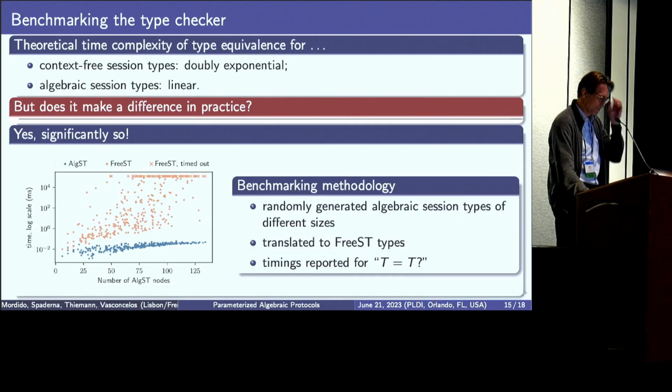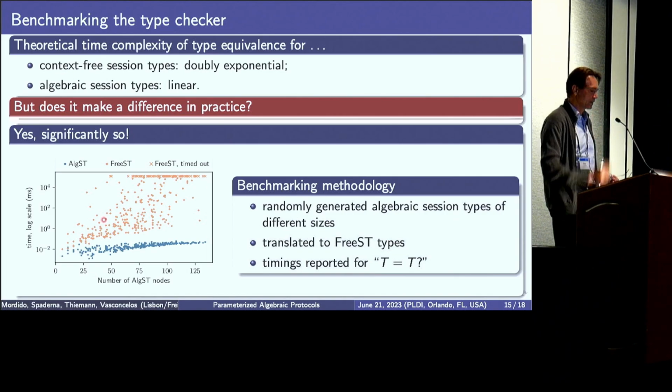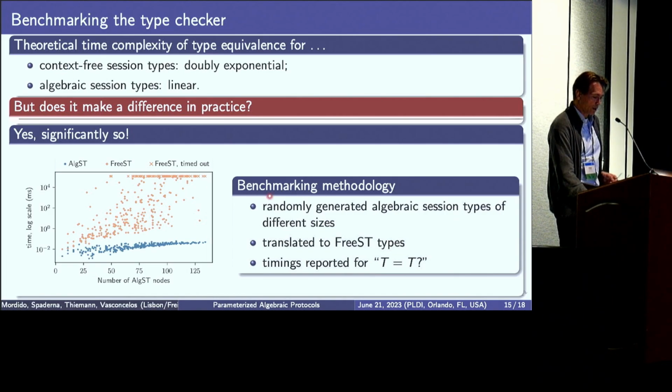So that's right. This scatter plot now has blue dots for the timings of our implementation of algebraic session types, and the red dots are the ones that you saw in the beginning. So what did we do here? We randomly generated algebraic session types of different sizes. Then we translated those to context-free session types. We used an implementation called FreeST, which is done by my co-authors. And again, we're reporting timings for the question, is t equal to t?